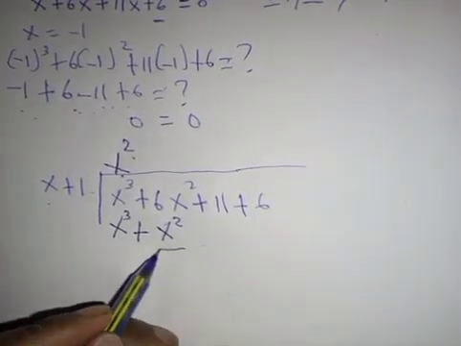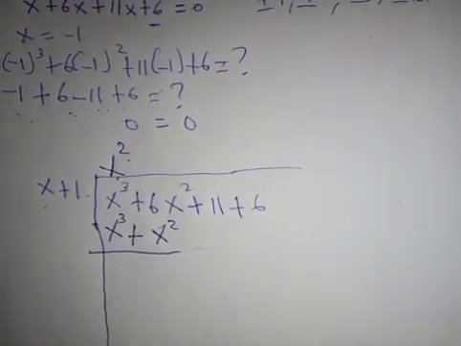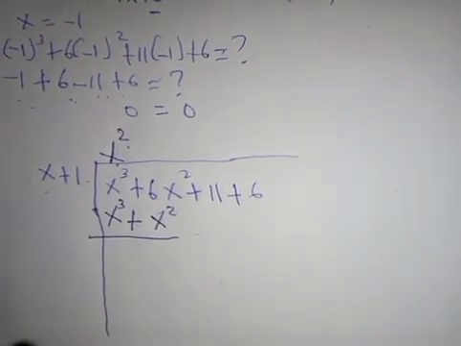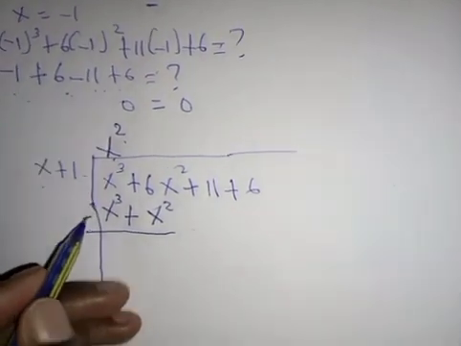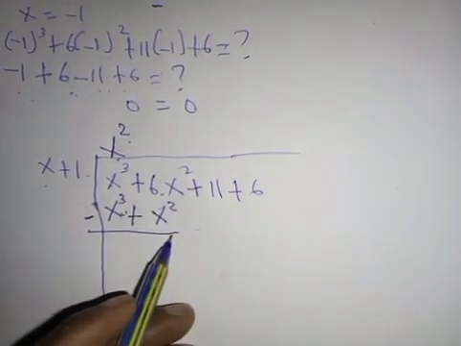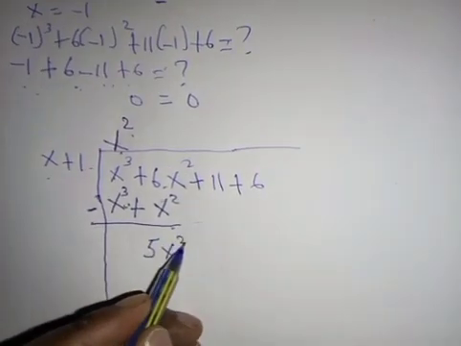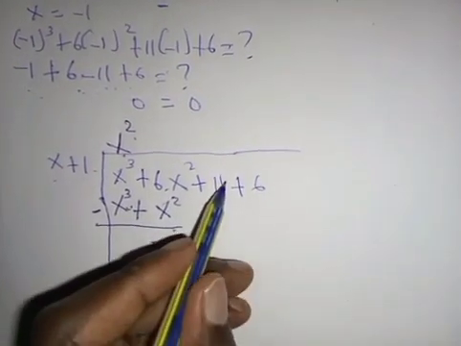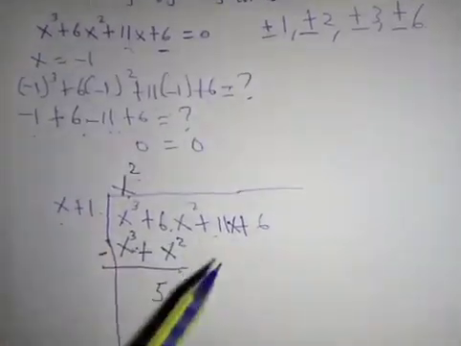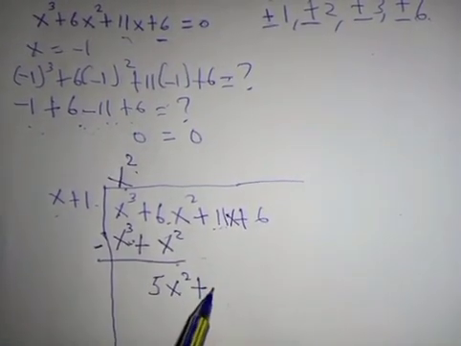So the next thing now, we eliminate the x cubed. How can we eliminate it? We can eliminate it by subtraction. So x cubed minus x cubed will give us 0. 6x squared minus x squared will give us 5x squared. Then you drop down the 11x here, so you drop this 11x there, plus 11x.